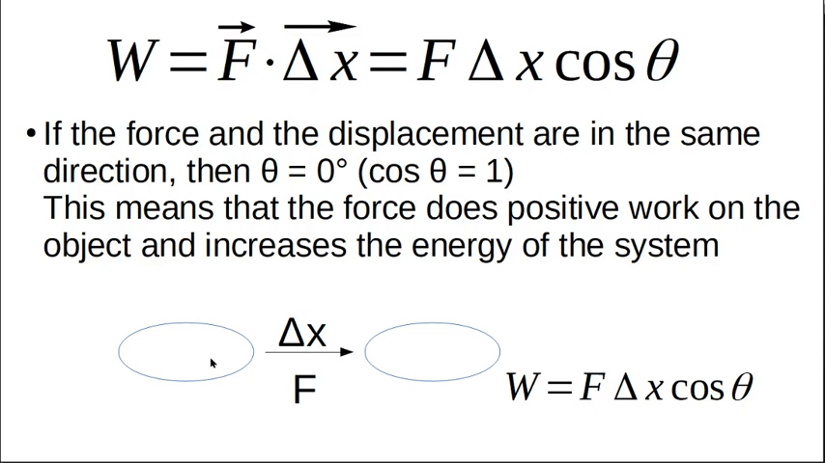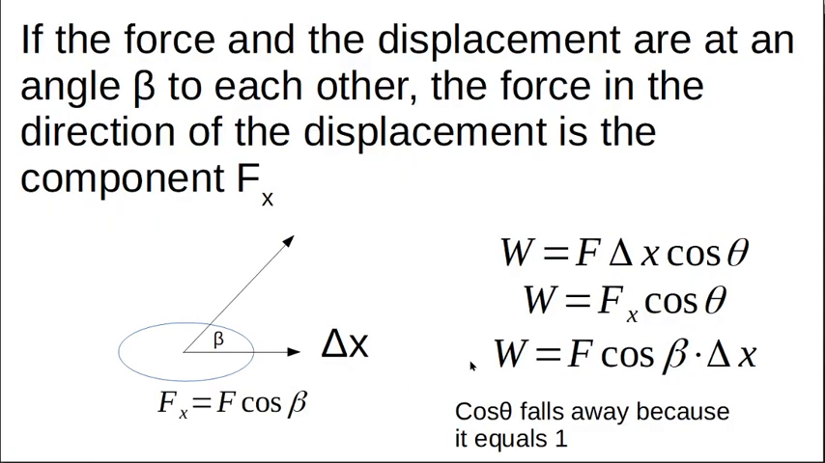When we do this, it is called doing positive work, because the force has increased the energy of the system. You just had this block sitting here, and all of a sudden it was moving in a direction. There was motion, so it has increased the energy. So this would just be the force times the displacement times 1, because the cos of theta is 1. This is the simplest situation.